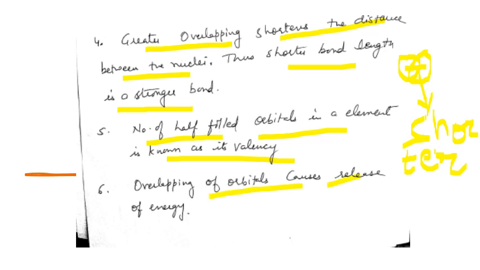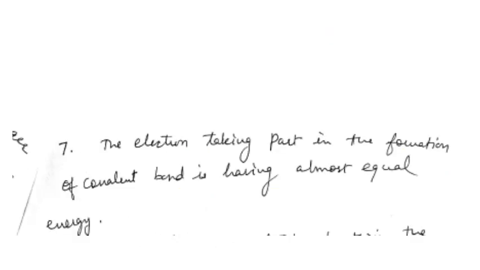Overlapping of the orbitals causes a release of energy. When they overlap, it releases energy, it minimizes the energy, and the bond formation takes place. The electrons taking part in the formation of the covalent bond have almost equal energy. So the valence electrons that participate in the covalent bond formation should have almost equal energy, VBT says.